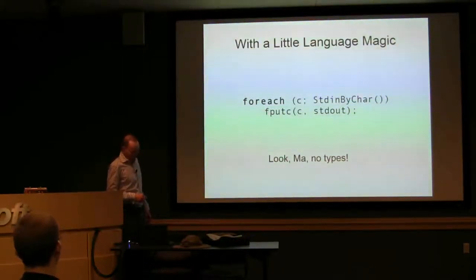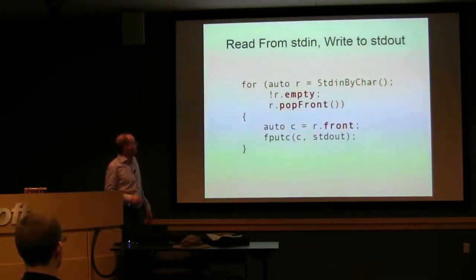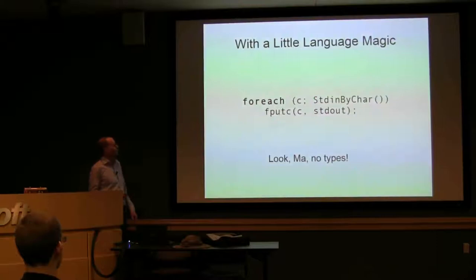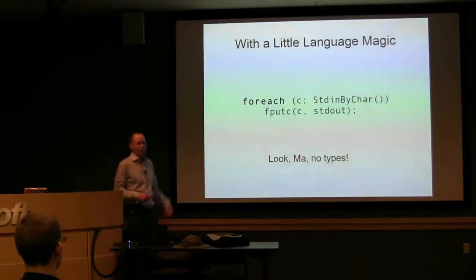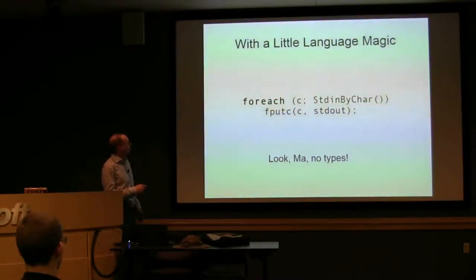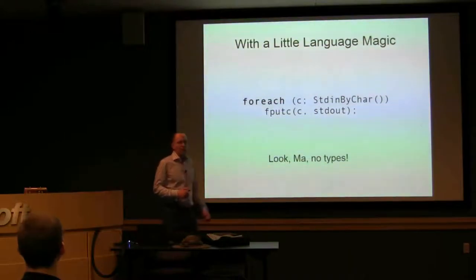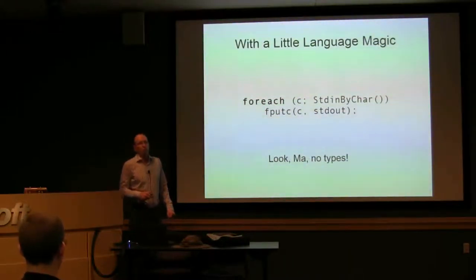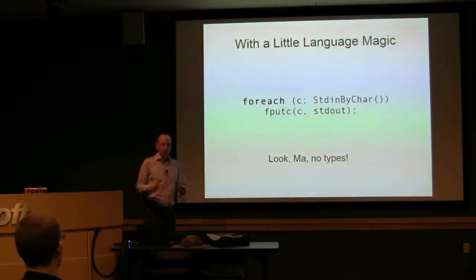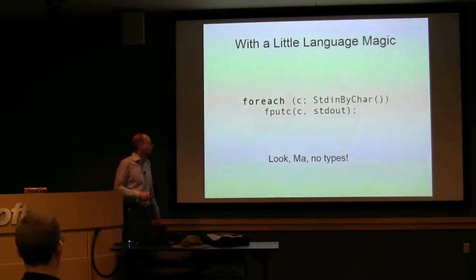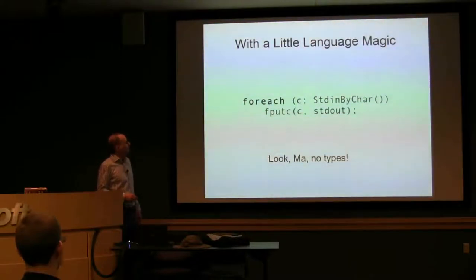So we have this with our for loop, and with a little language magic, we can automate a lot of that because the compiler looks for front and empty and pop front and puts that into foreach. Now, an interesting thing about this is that there are no types in it. D has a fairly extensive ability to infer what types of variables are from the context. So although you can explicitly put them, which has its place, you can also have the compiler infer them for you, which is very convenient. So now we're getting somewhere.